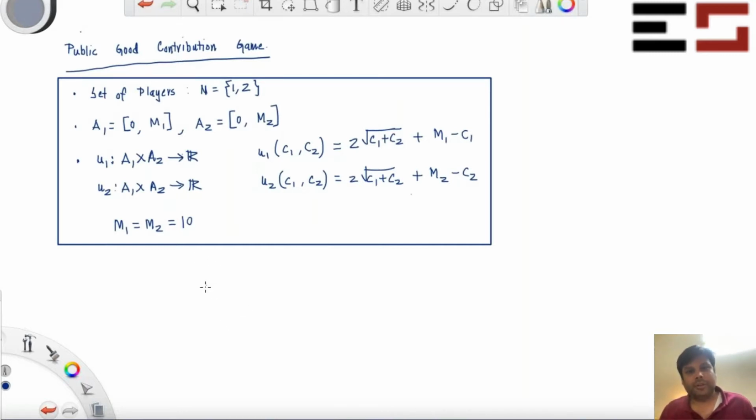Okay, so let's do this. If you want to figure out the best response of player 1, then the problem that you will be solving is: maximize with respect to C1, 2 root C1 plus C2 plus, since M1 is 10, I can write it as 10 minus C1. And the constraint is that, of course, you cannot choose an action outside the action set, which means that C1 must be between 0 and 10.